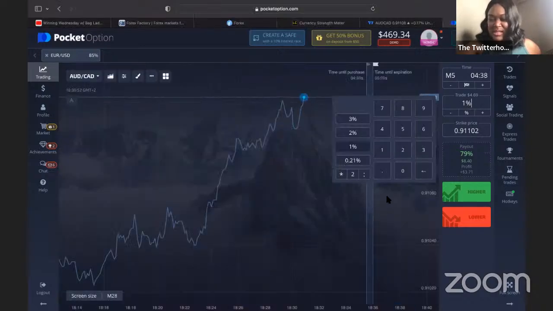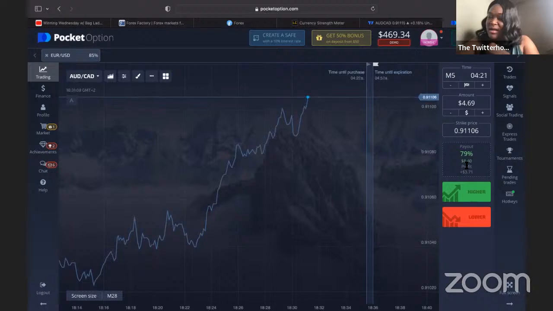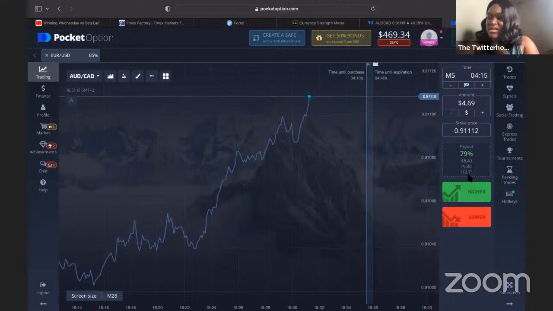So 1%, I'd be risking $4.69. So if I make the profit, I'm gonna get back the $4.69, and I would also get $3.71 because that's the percentage payout. So in total, I'd get $8.40, right?